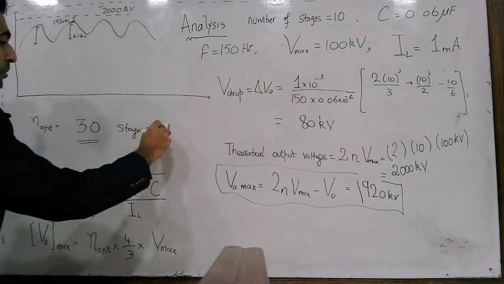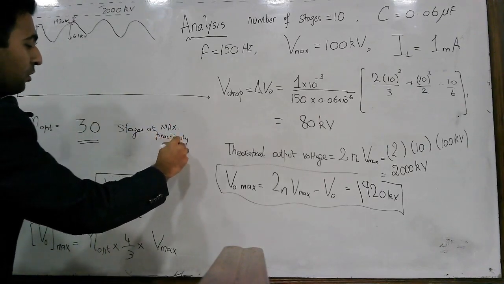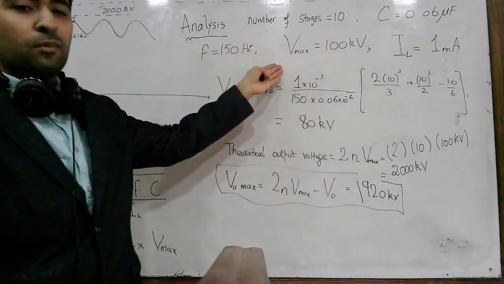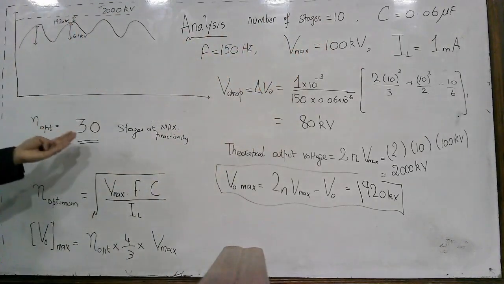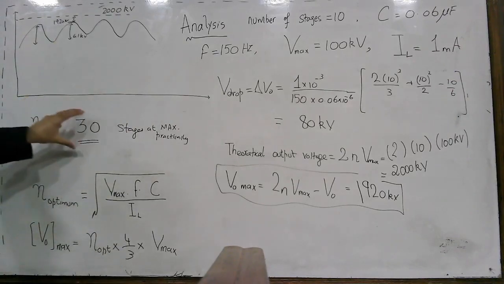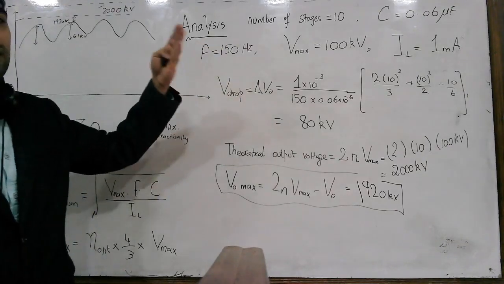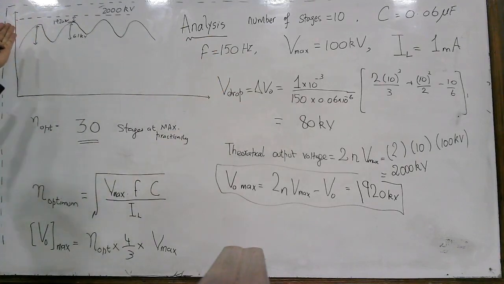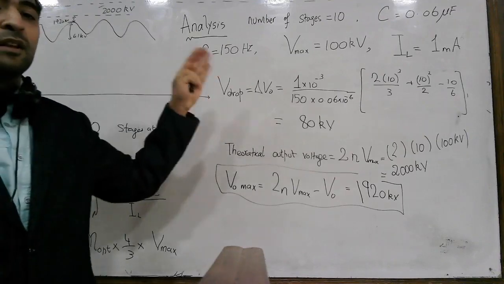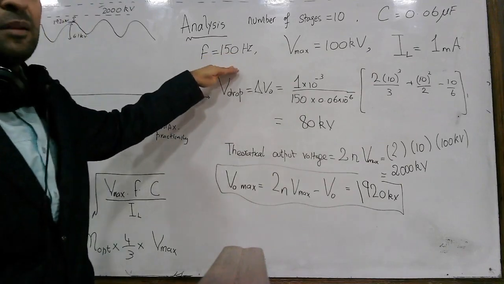at maximum. Practically, with all these factors and these components, you cannot make 40 stages, 50 stages, 60 stages, because if you go beyond 30 stages, let's say you make 35 stages, then instead of increasing the voltage, your voltage will decrease, because this frequency is then not suitable. If you want to do that, you will have to increase the frequency.